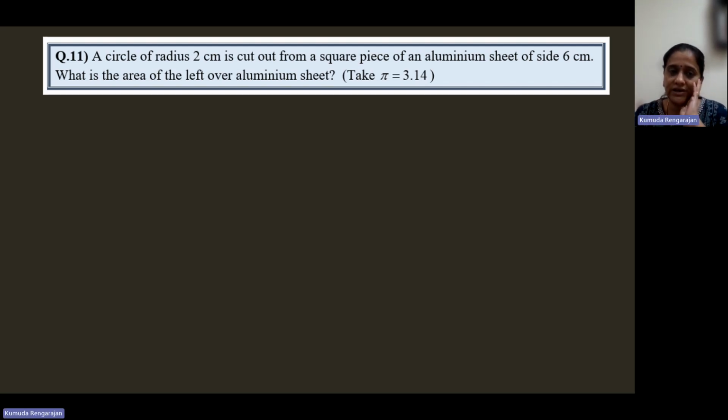A circle of radius 2 centimeters is cut. Sorry, just a minute.